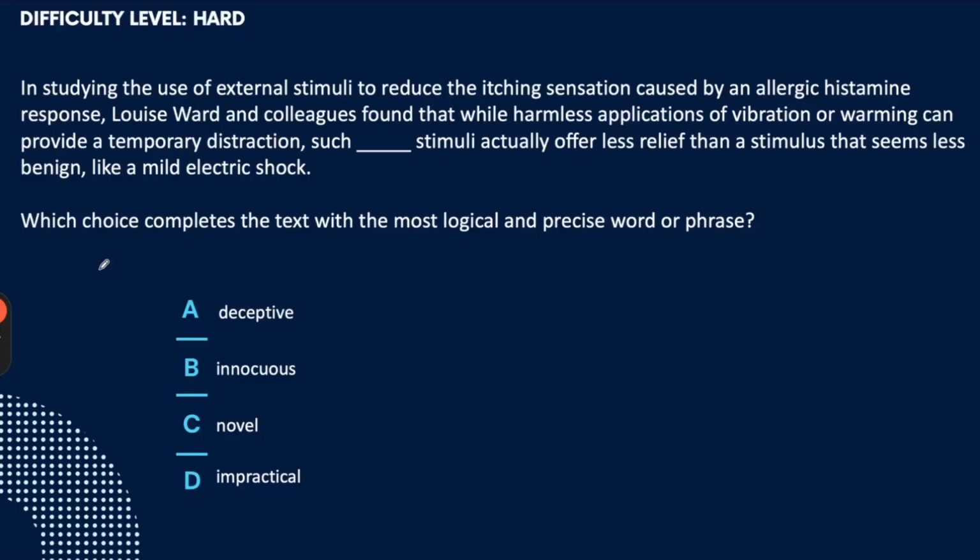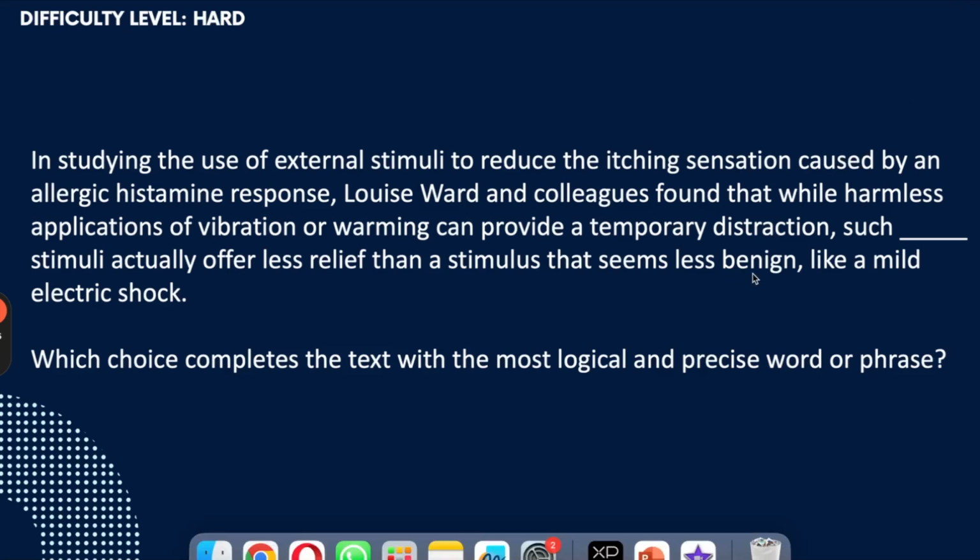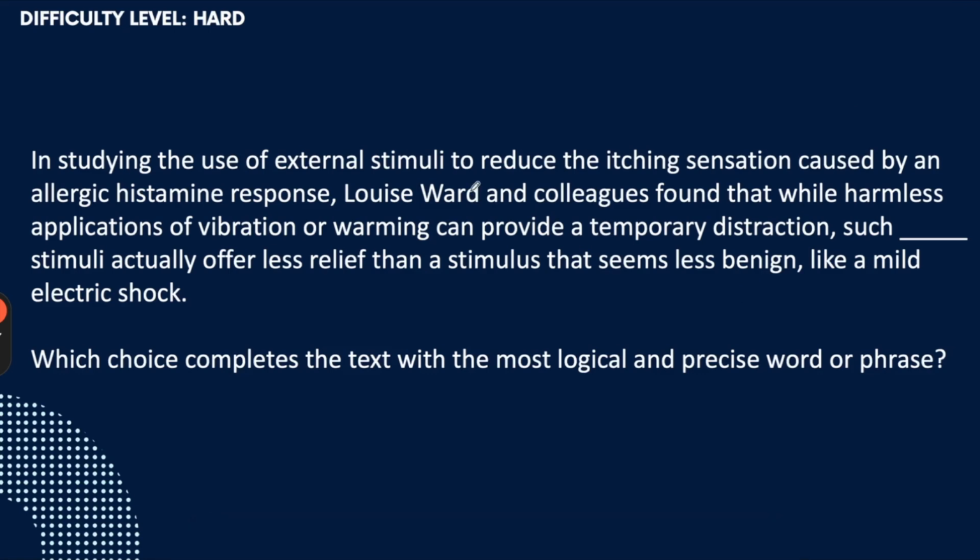So now we have a difficult level question on words in context. The question stem says which choice completes the text with the most logical and precise word or phrase. So the mention of this tells us that we are dealing with a words in context question type. Let us go ahead and read the text now. In studying the use of external stimuli to reduce the itching sensation caused by an allergic histamine response.